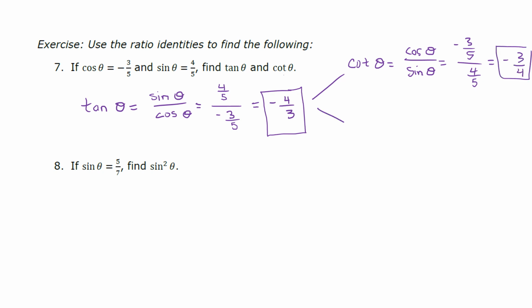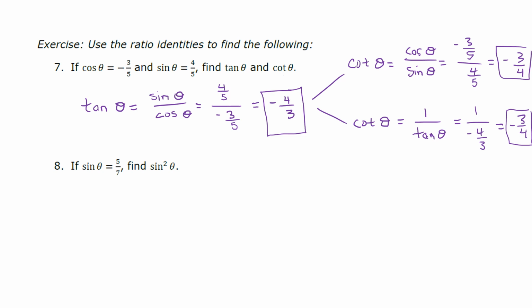The second way is to use the reciprocal identities, where cotangent theta is 1 over tan theta. We know that tan theta is -4/3. So 1 divided by -4/3 would be -3/4. Both identities get you to the correct answer. Okay, let's do the next one.